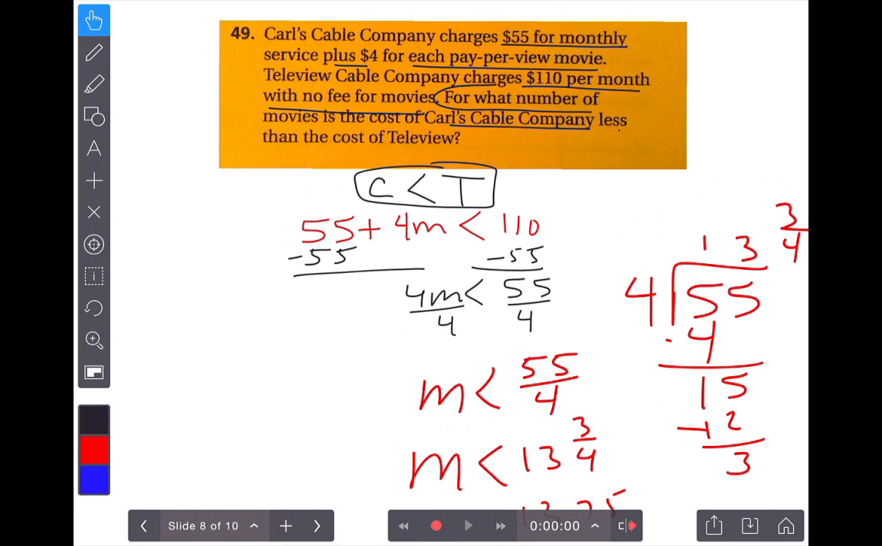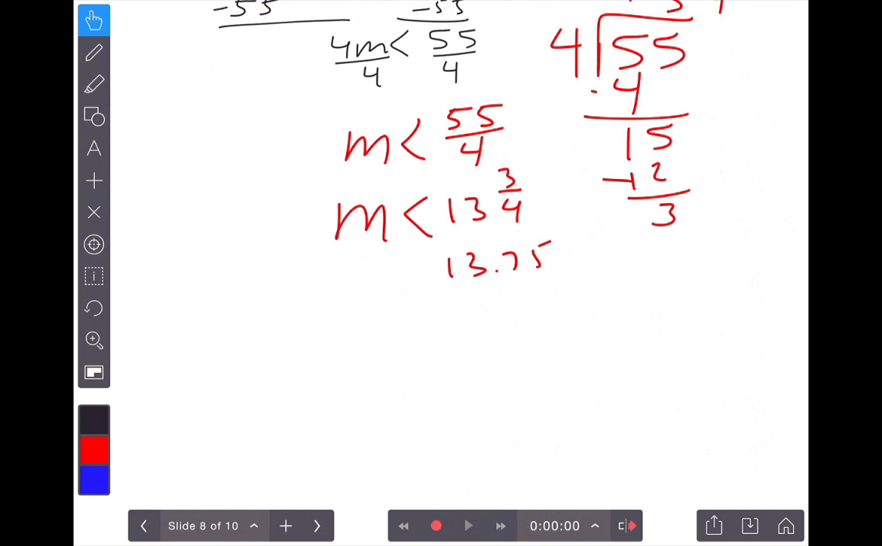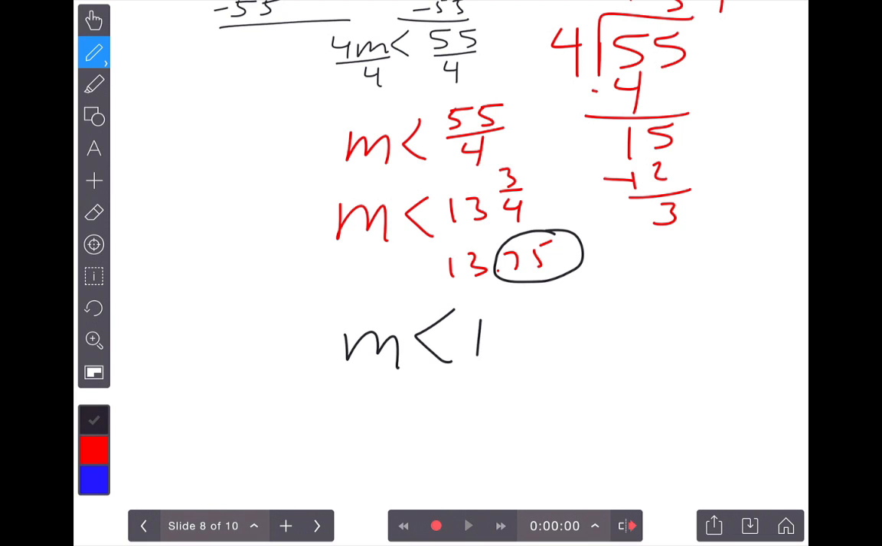Now it wants to know for what number of movies is the cost of Carl's Cable Company less? Well, we just solved for m, so that means less than 13.75 movies. Well, we know, like from the previous problem, we can't have 3/4 of a movie, so it's going to have to be m is less than 13 movies. So that means 0 through 12. Any of those would give you an answer to the solution.